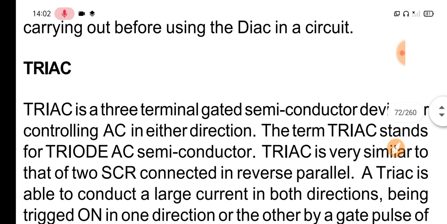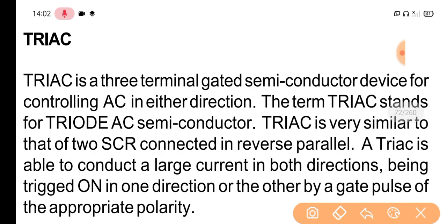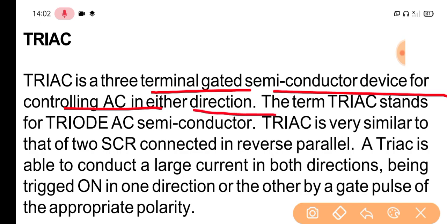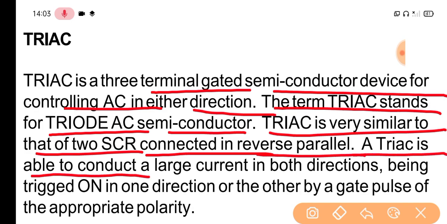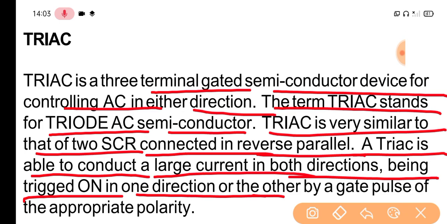Triac. A triac is a three-terminal gate semiconductor device for controlling AC in either direction. The term triac stands for triode AC semiconductor. A triac is very similar to two SCRs connected in reverse parallel. A triac is able to conduct large current in both directions, being triggered on in one direction or the other by a gate pulse of the appropriate polarity.